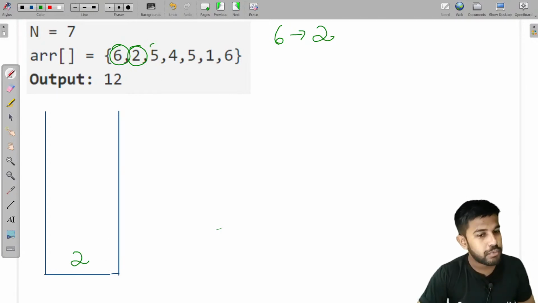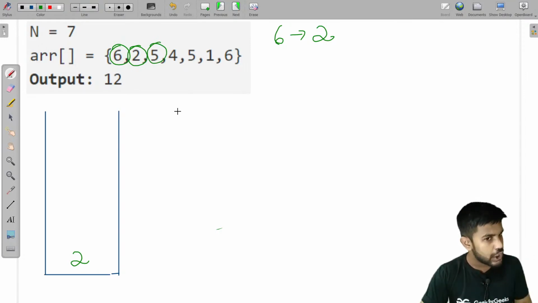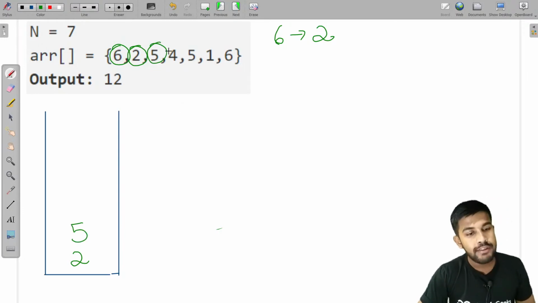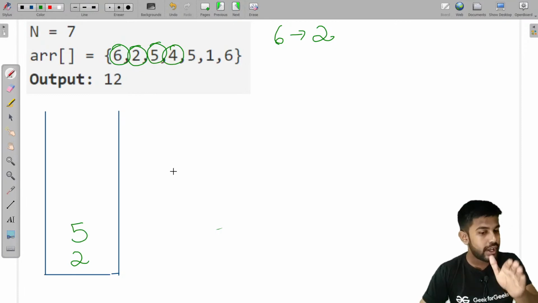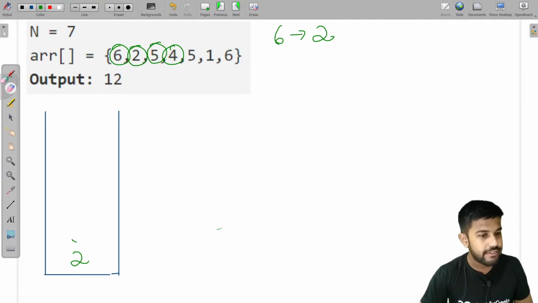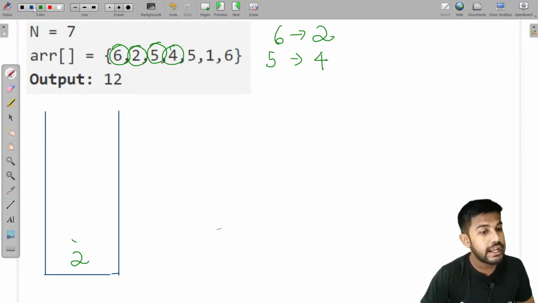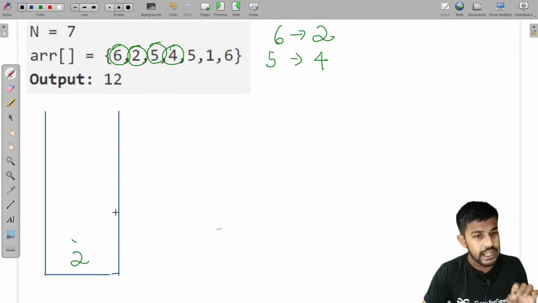Then we move to 5. We can see that 5 is greater than the top element, so we won't do anything, we just push it. Then we have 4. 4 is smaller than the top element, so we pop out this 5 and say that 5's next smaller element is 4. After this is done, we insert this 4.